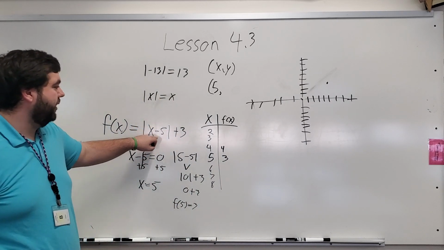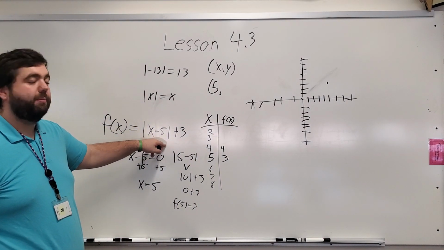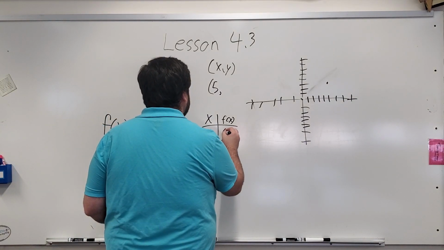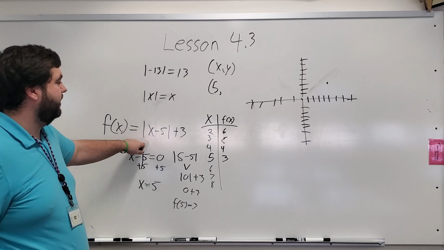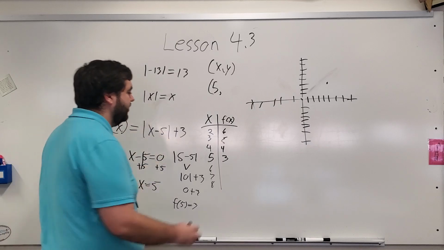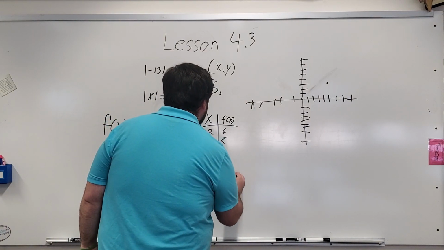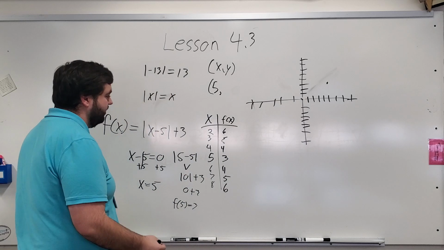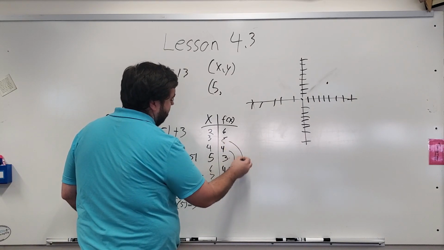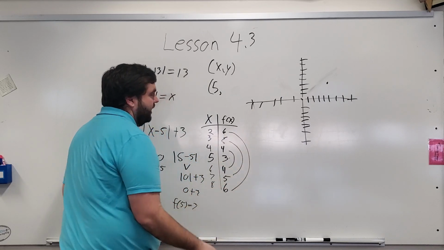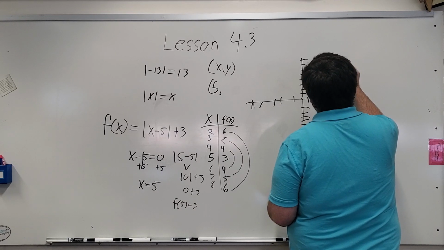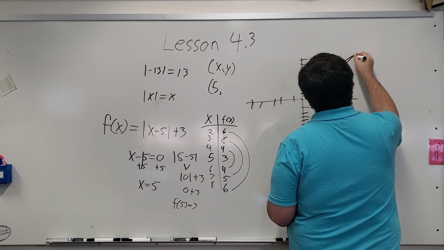Plug in 3. 3 minus 5 is negative 2. Absolute value of negative 2 is 2. 2 plus 3 equals 5. This trend is going to continue. I then plug in 6. 6 minus 5, 1. Absolute value of 1, 1. 1 plus 3, 4. This is going to be 5, and this is going to be 6. And what you should start to notice is that at my vertex, I have this symmetry, right? And that makes sense because I have a symmetrical V as my graph.